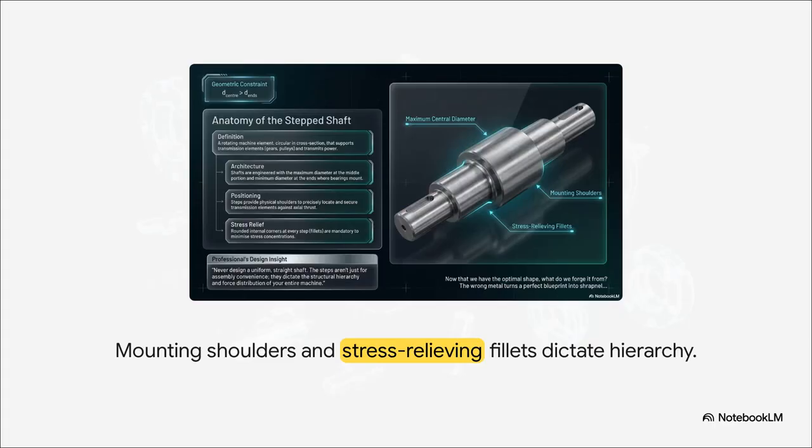What's really cool is how these literal steps dictate the entire structural hierarchy of the machine. They provide physical mounting shoulders to accurately locate elements against axial thrust. And you know those rounded internal corners, the stress-relieving fillets? Those are absolutely mandatory. Without them, stress concentrations would quite literally tear the solid metal apart.